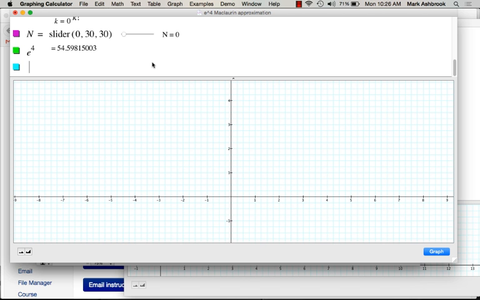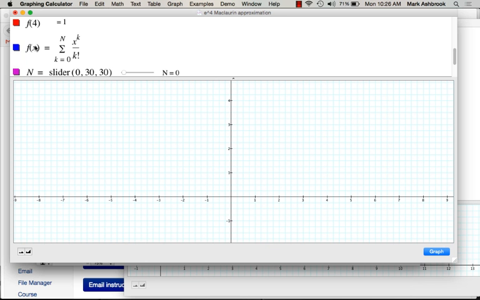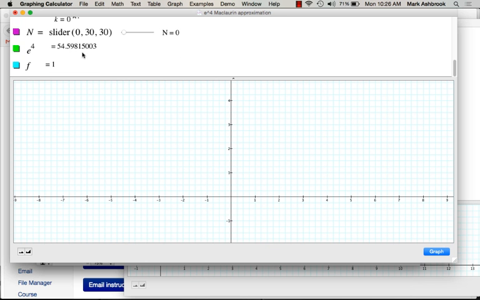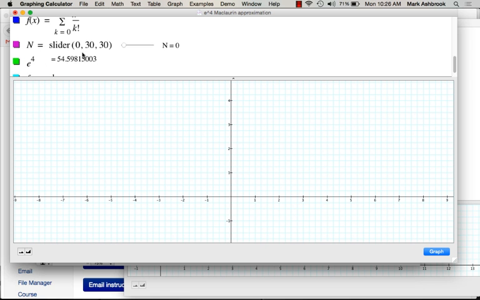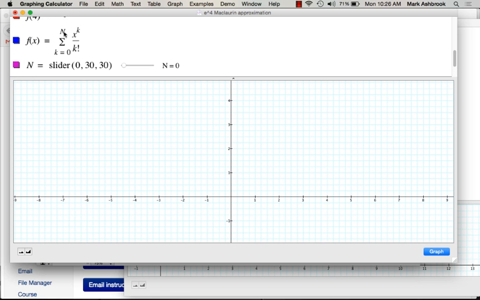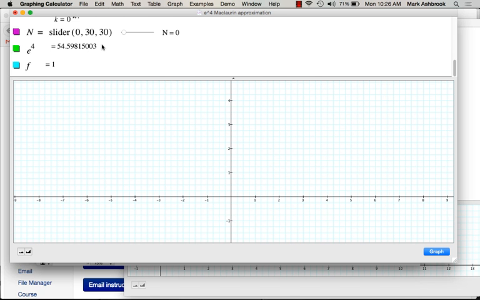Okay, so let's look at the power series. I've defined the power series as f of x, but that's for partial sums of capital N. So we'll do f of 4. When we just have the first partial sum, it's just 1.